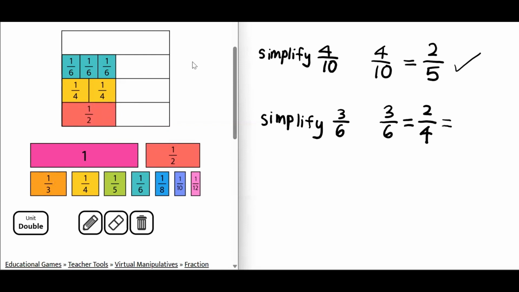Okay, I see that a half works. So the simplest form is a half. 1 and 2 cannot divide by any other number to give me smaller numbers in my numerator and denominator. So this is the simplest form. Let's try one more fraction.